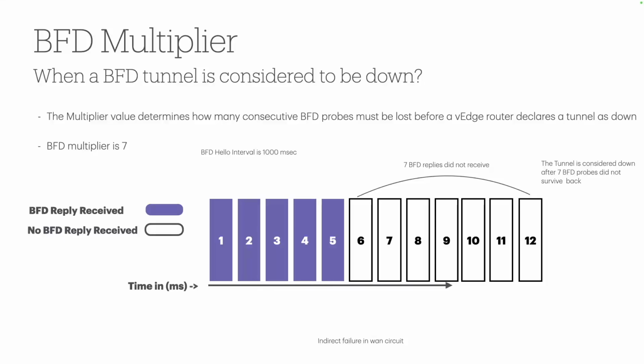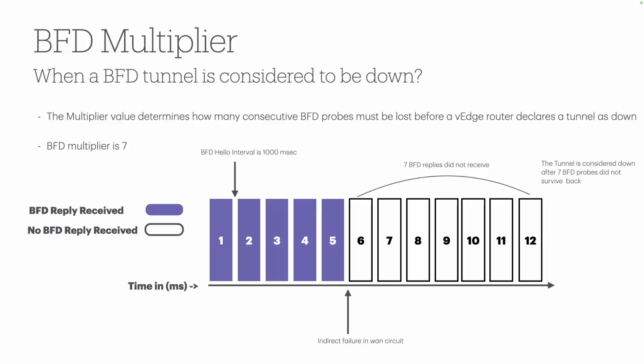First, we establish our timeline. In a stable environment, BFD hello packets are sent and received at a steady pace. Here we have a BFD hello interval set to 1000 milliseconds. This means every single second, the vEdge sends out a probe to verify the path's health. As long as these probes are returned, the tunnel remains active.